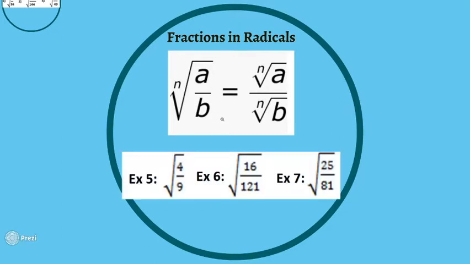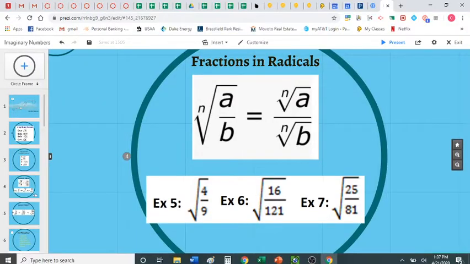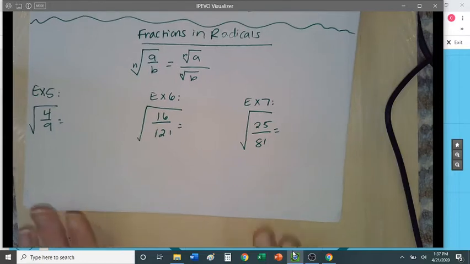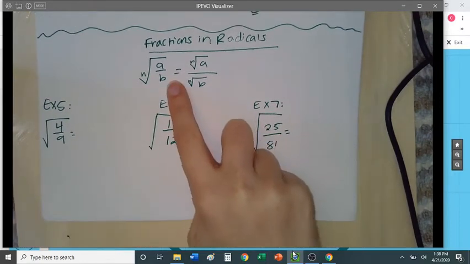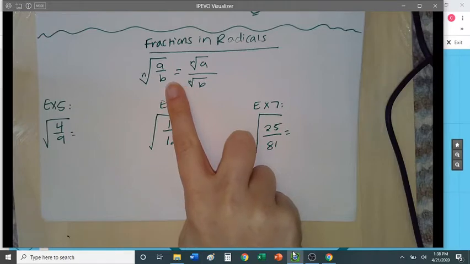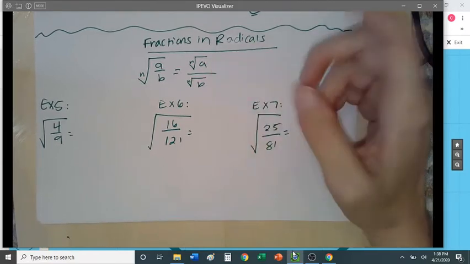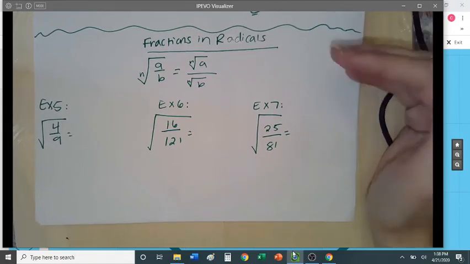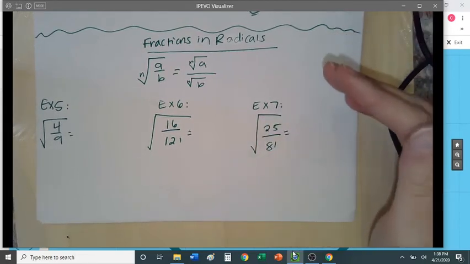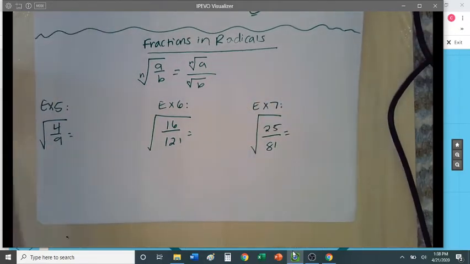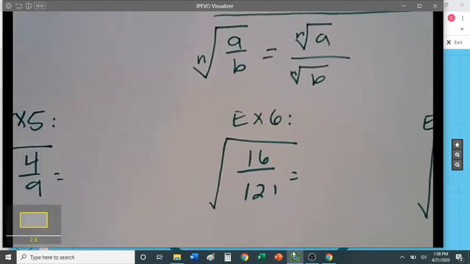So we're going to be applying that to examples 5, 6, and 7. And we're going to get started on example 5 right now. Let's get to it. Again, our property says if you have a fraction inside the radical, that is the same thing as square rooting the numerator and denominator. And sometimes it's a lot easier to do it this way because sometimes your fractions do not simplify down. It's really difficult to take the square root of an entire fraction. So if you can just square root the top and bottom, you might as well do it. Okay, so let's get to example 5.